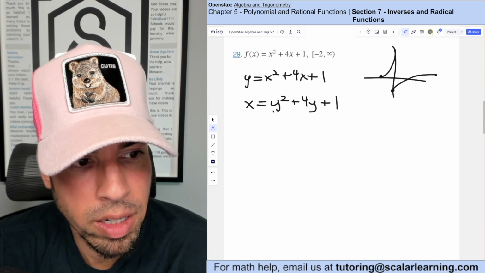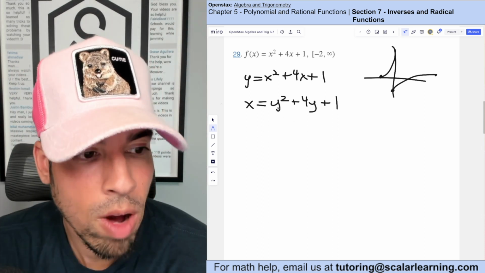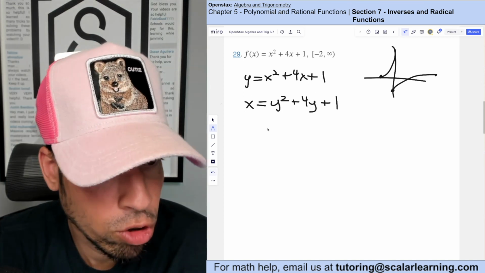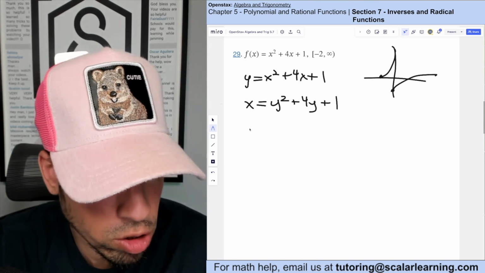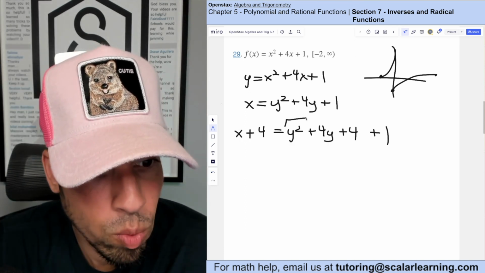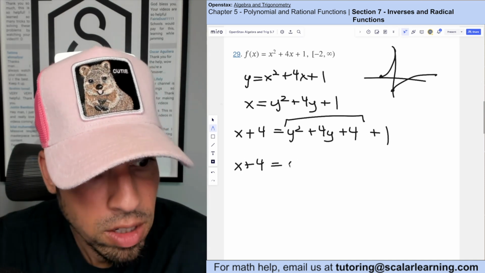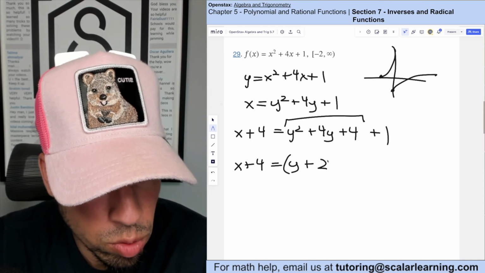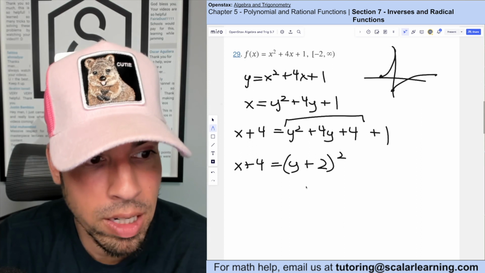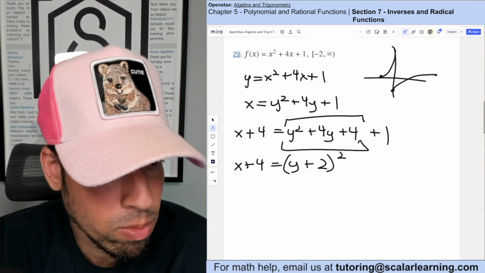Next, in order to isolate y, I'm going to complete the square, okay? So I want to complete the square by taking half of the middle term, which is 4, half of 4 is 2, and then square it. So I'm going to add 2 squared, aka 4, to both sides. So you see now this is a perfect square trinomial, which means I can factor it to be y plus 2 squared. And if you want to test that out, just do y plus 2 times y plus 2, FOIL it out. You'll see you'll come right back to this.